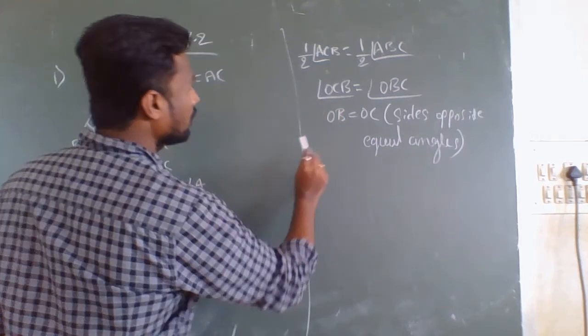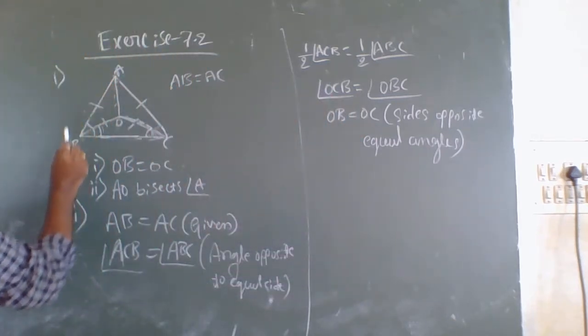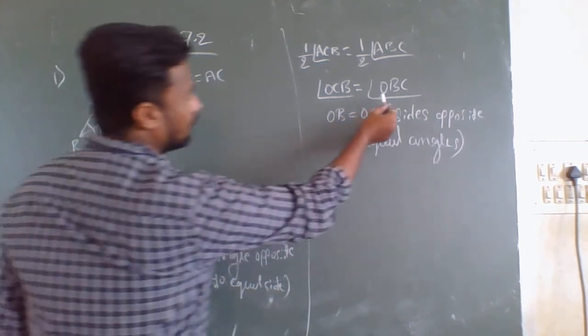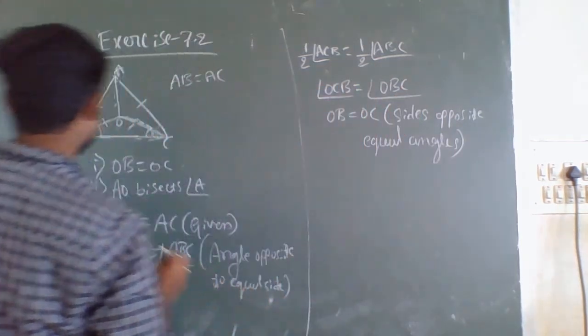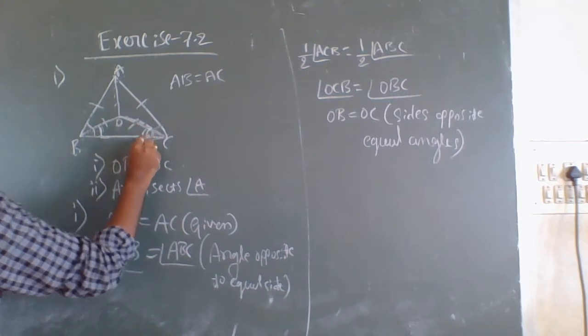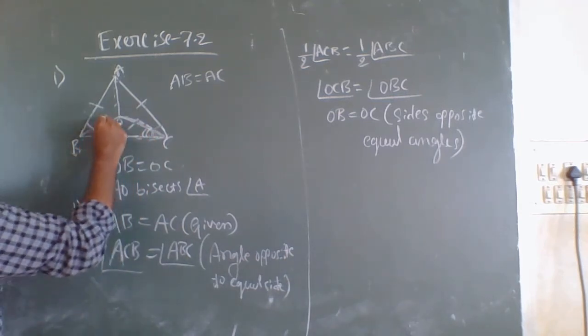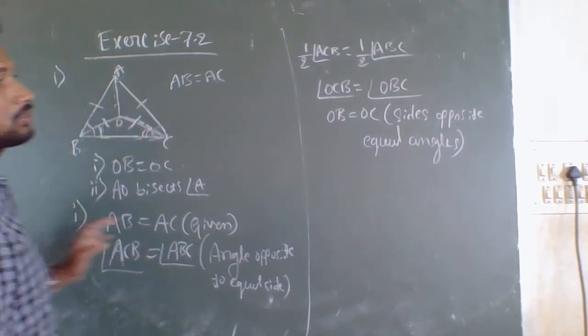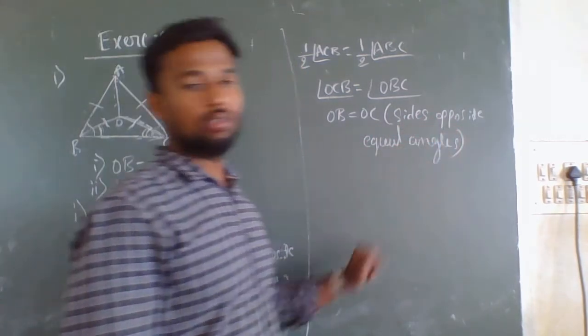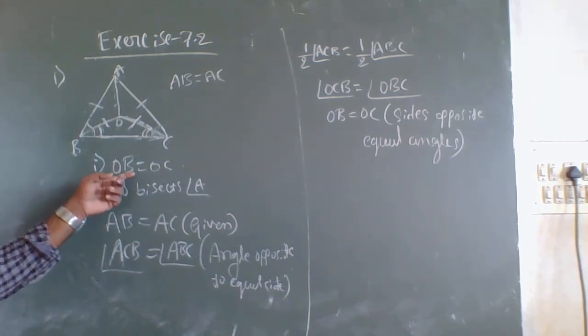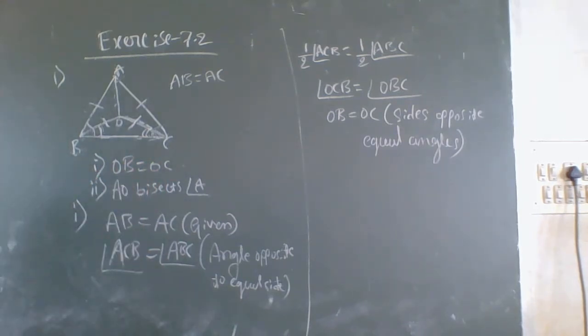Here angle OCB is equal to 1 by 2 angle ABC, means here I can write angle OBC. Now this angle is equal to this angle. So now we can write side OB is equal to OC because these are the sides opposite to equal angles. Hence we proved OB is equal to OC.